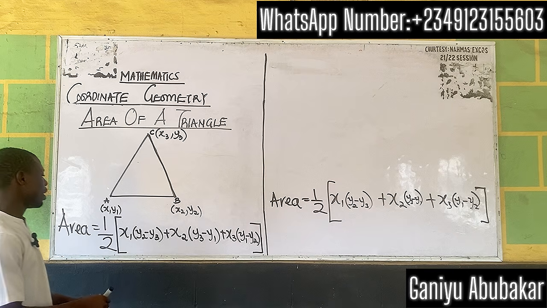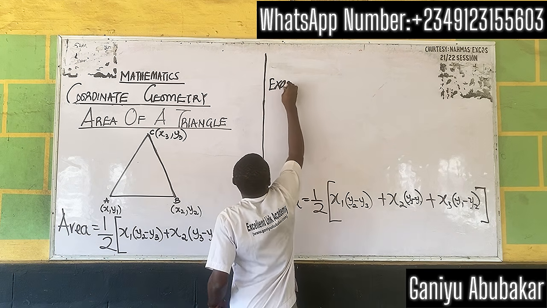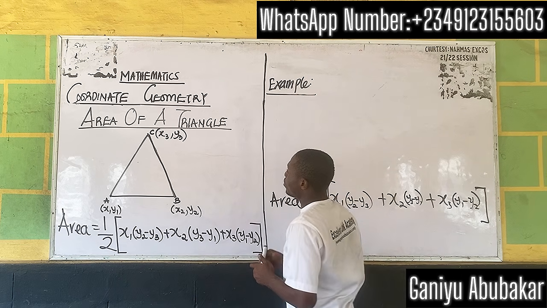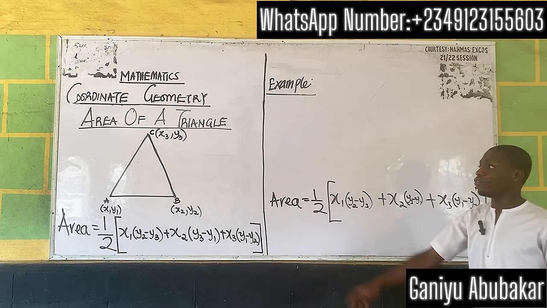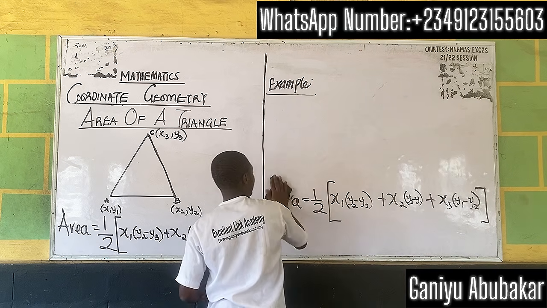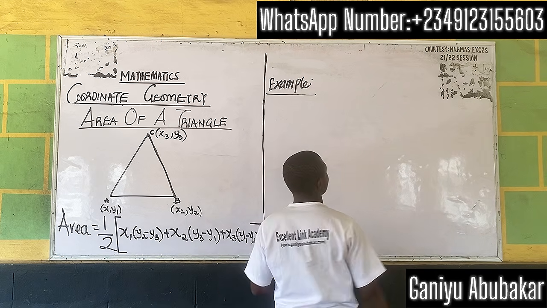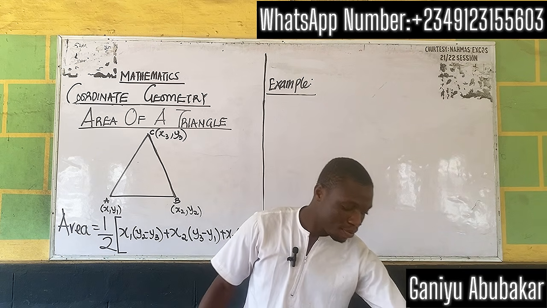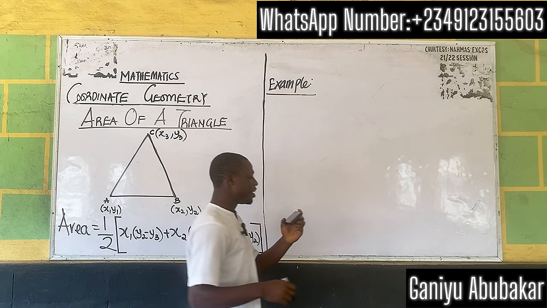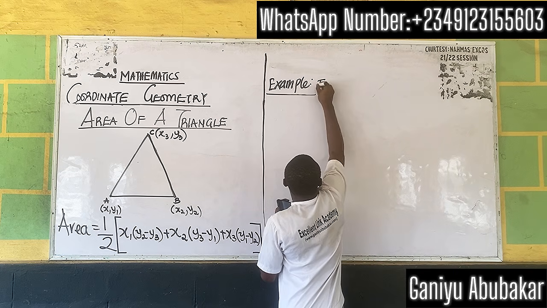All right, at this junction, let's take an example to further explain this concept much better. Example under area of a triangle in the study of coordinate geometry. The example says, find the area of a triangle.